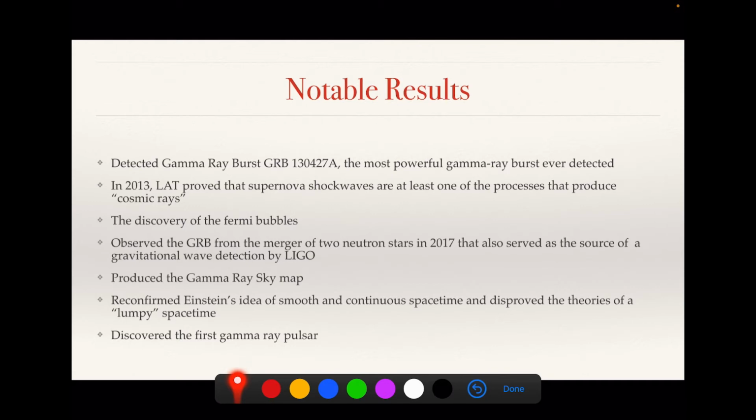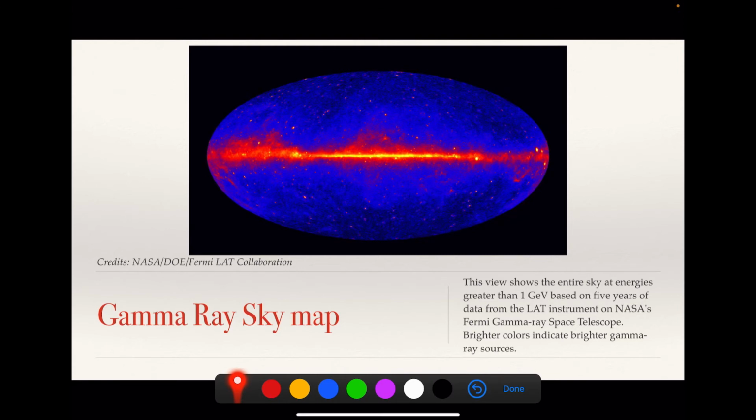The Fermi telescope also produced the gamma ray sky map. It confirmed Einstein's idea that the spacetime is smooth and continuous, and disproved theories of a lumpy spacetime proposed by many new theories that are trying to coincide the worlds of quantum mechanics and general relativity. It also discovered the first gamma ray pulsar. This is the famous gamma ray sky map.